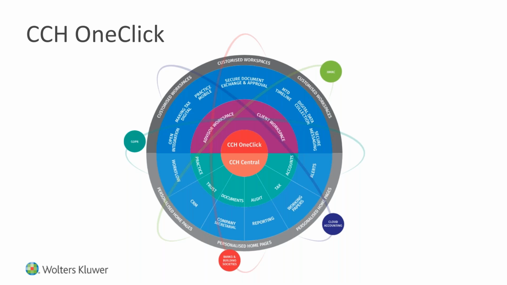CCH OneClick is an online tool set which is fully integrated to CCH Central. Whereas CCH Central is a product that most of our practices use today to manage their compliance work, their clients, their documents, etc., CCH OneClick is a complementary workspace that sits together with CCH Central and complements its facilities with an online tool set that they will need to manage a lot of the work that is coming in today from making tax digital and document and file sharing, etc.